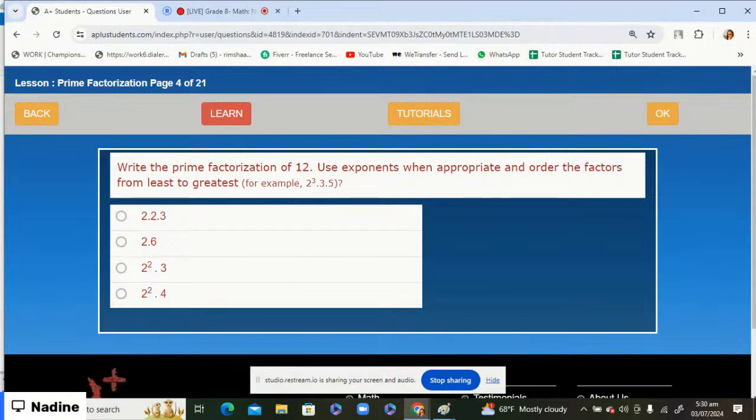Write the prime factorization of 12. So let's solve the prime factorization of 12. You guys solve it and then tell me the answer. I'm not solving this one now, I'm just telling you the answer in the end. You solve it in your notebook and check what the answer is. You don't have much time, so do it faster.